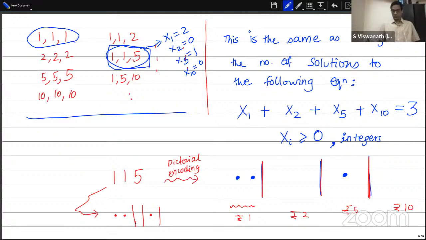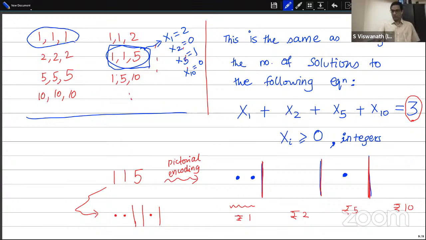Okay. So this is now, what does this picture have? It has 3 dots because I'm supposed to pick 3 coins total. And I have 3 dividers because there are 4 categories, so if you have 4 categories, there will be 3 dividers.